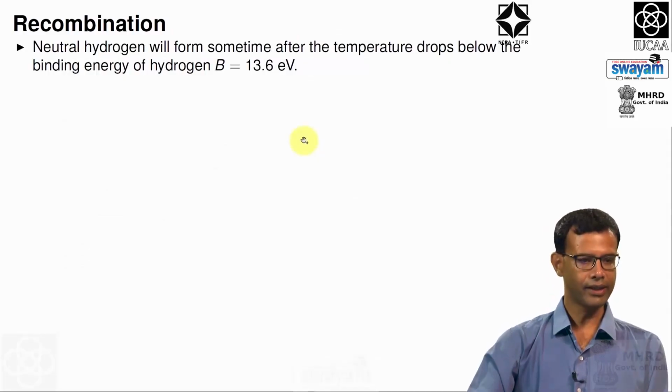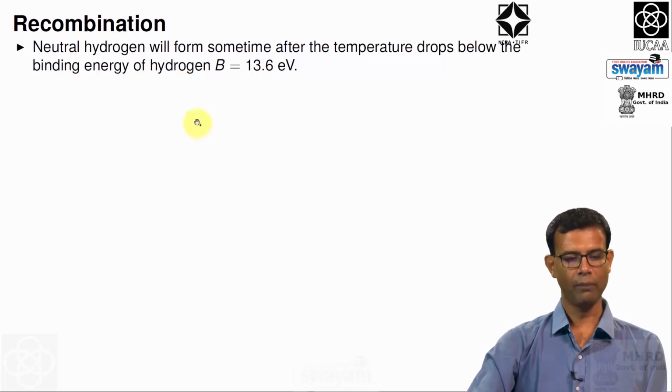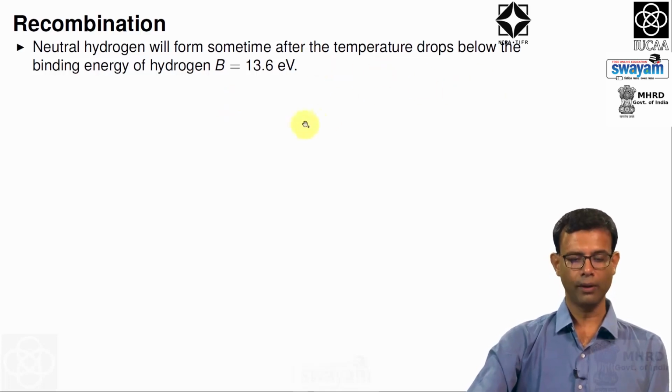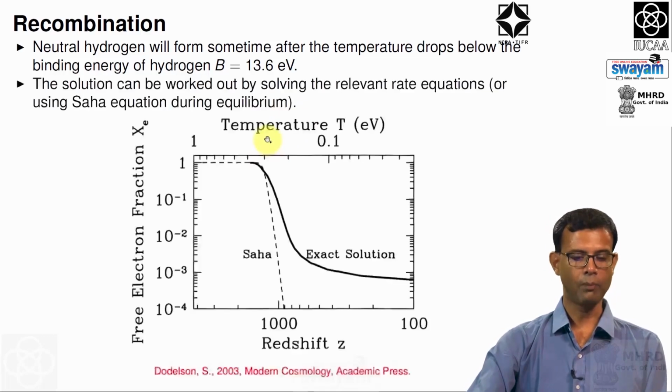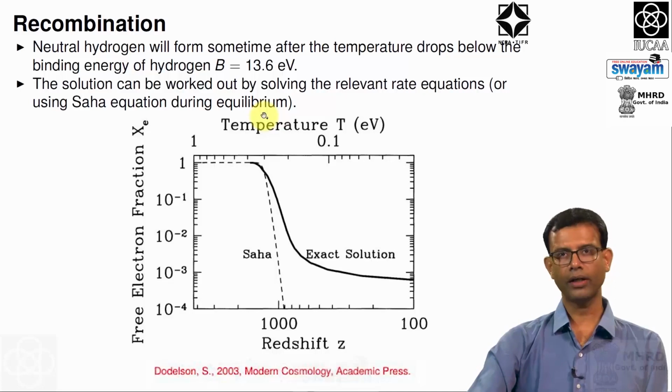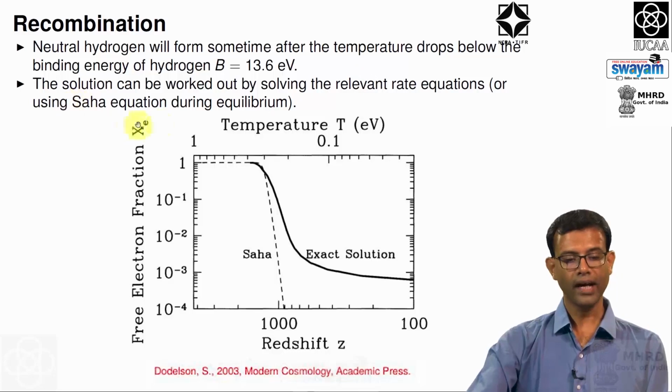The next thing, which is interesting, is the epoch of recombination, where the nuclei, the simplest nuclei, the protons, and electrons come together and form atoms. That will happen when the temperature drops below the binding energy of hydrogen, 13.6 electron volts, because if the temperature is higher than that, the hydrogen cannot be bound. The solution can also be worked out by writing the rate equations, or in this case you can use the so called Saha equation, derived by Meghnad Saha, for example, when the equilibrium holds.